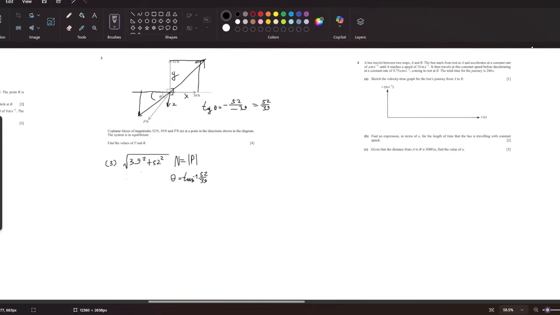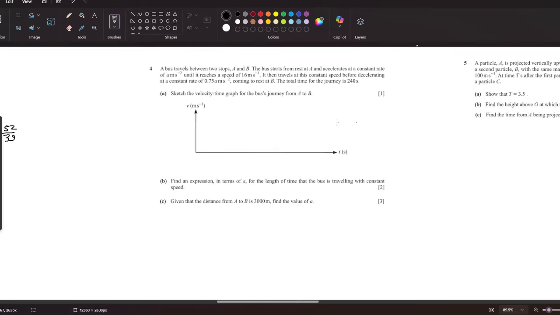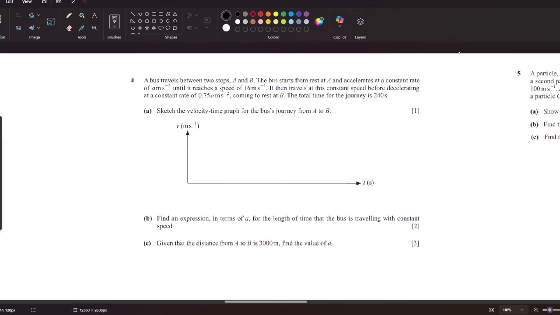Next. A bus travels between two stops A and B. The bus starts from rest at A and accelerates at the constant rate of 8 meters per second squared until it reaches a speed of 16 meters per second. It then travels at this constant speed before decelerating at the constant rate of 0.75 meters per second squared, coming to rest at B. The time for the journey is 240 seconds. Sketch the velocity-time graph for the bus journey from A to B.